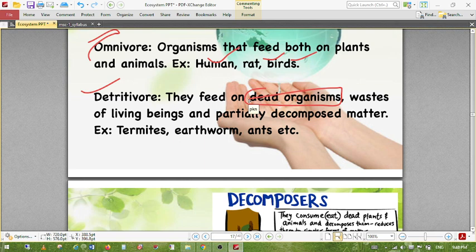Not 100%, only 10% is transferred, and 90% is released as heat. See here, the heat is released, only 10% can transfer, and 90% is released in the form of heat. So this 10% is transferred from the producers, and again from that 10%, 90% is released as heat, and again 10% is transferred. So this is called the 10% rule, or 10% transfer of energy.